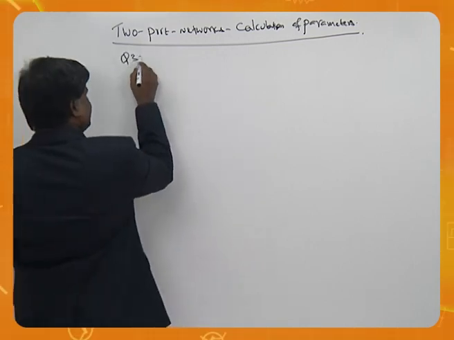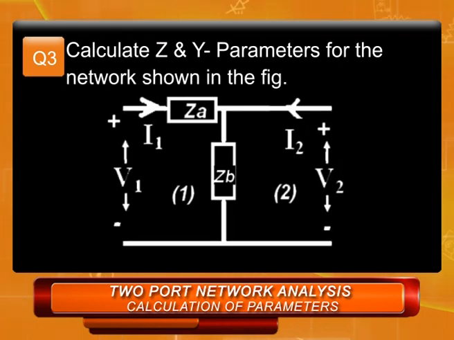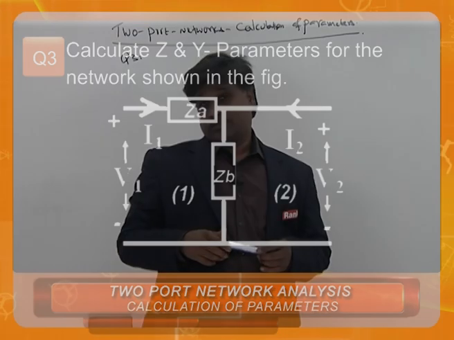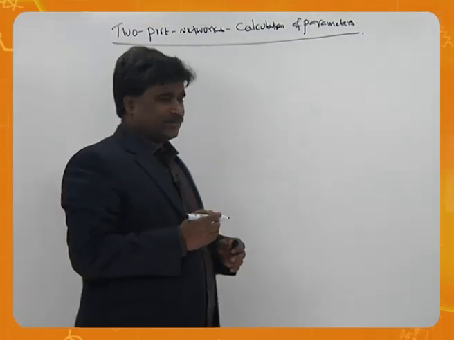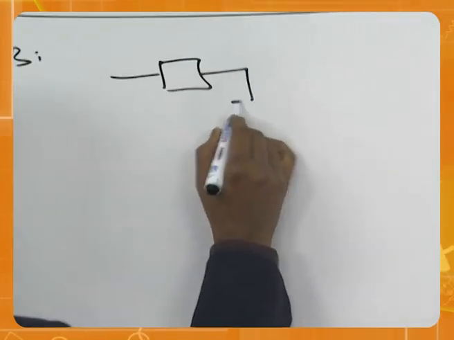Question number 3. Calculate Y and Z parameters for the network shown in figure. We are not creating any doubt here, they exist. As I told you, I am adding this serial branch and parallel branch. By adding the serial branch and parallel branch, the network becomes an L network. That's called an L-shaped network. So I am taking the L shape.